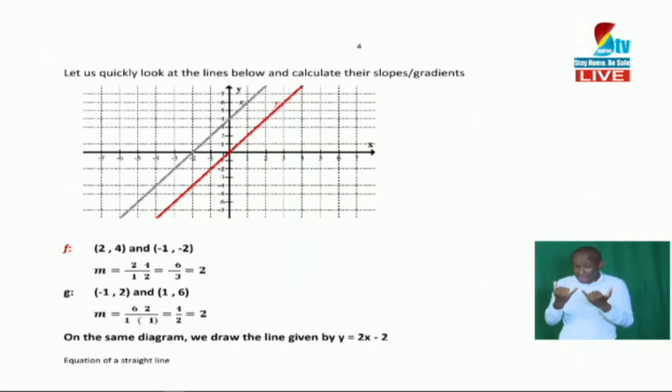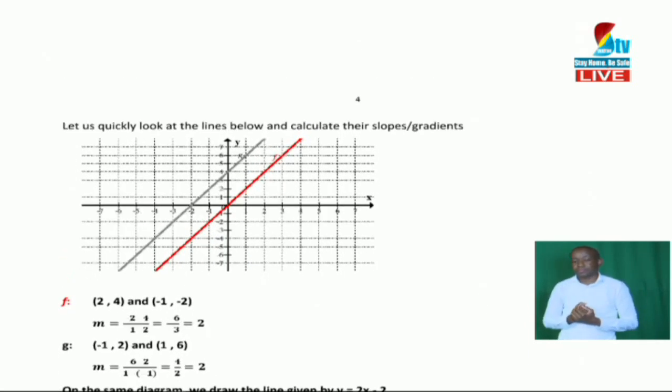Quickly, let us look at the following graphs, and we are going to need to calculate the gradients for these graphs. We have two lines in front of us. One is labeled F, and the F is this one, the red one. And then we have the next one, which is labeled G, which is that one. We are going to start off by calculating the gradients of both lines, F and G, but we are going to start with line F.